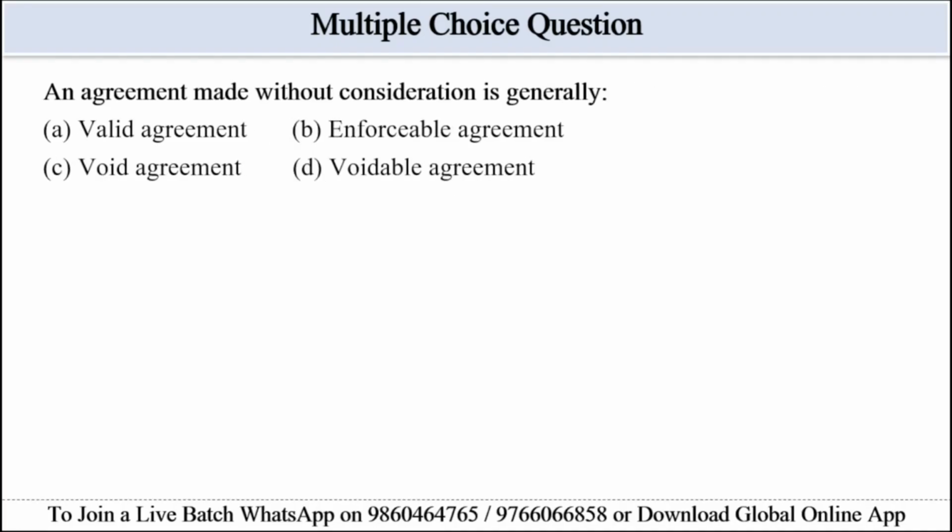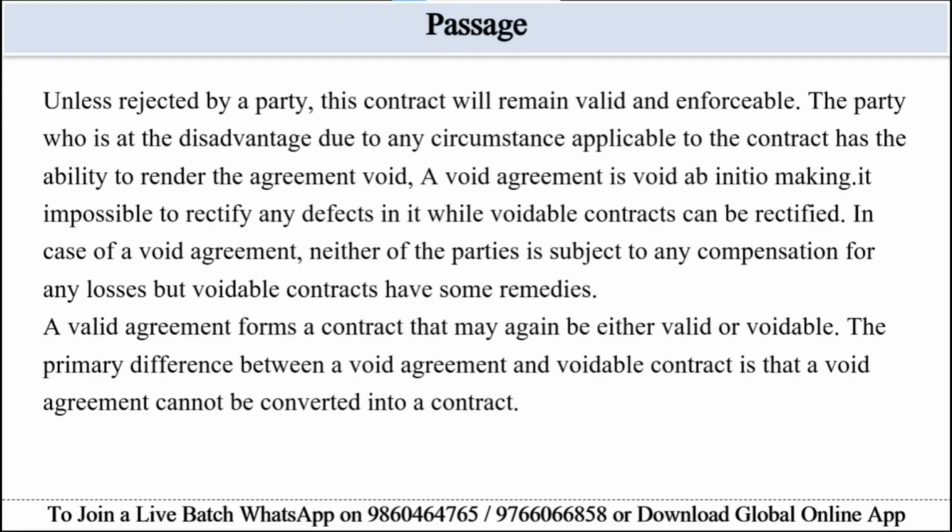An agreement made without consideration is generally. Options are given: valid agreement, enforceable agreement, void agreement, and voidable agreement. So students, the keywords are without consideration and generally. So the relevant portion of the passage for this question will be: such agreements are typically void unless exceptions apply.